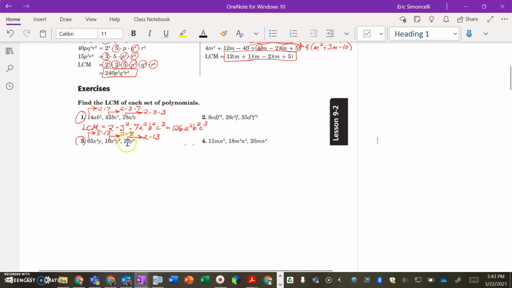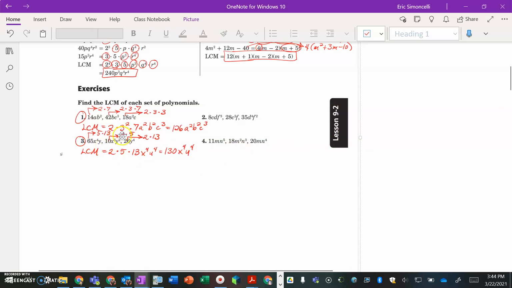10, which is 2 times 5, and 26, which is 2 times 13. x to the 4th, y to the 4th appear to be the largest of those two variable base exponent values. So as far as the final answer in the LCM goes, you got 2 times 5 times 13.